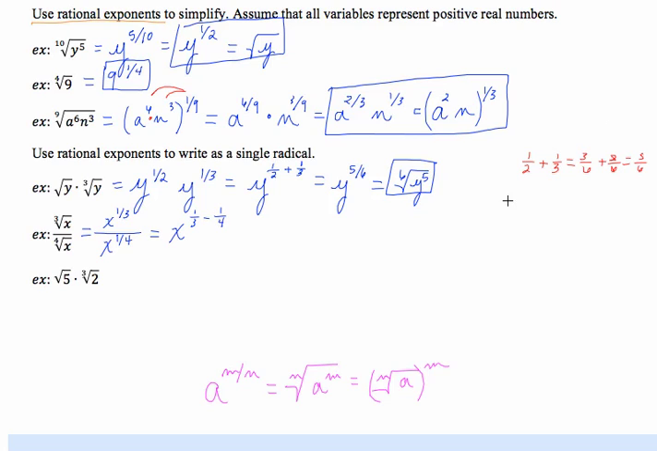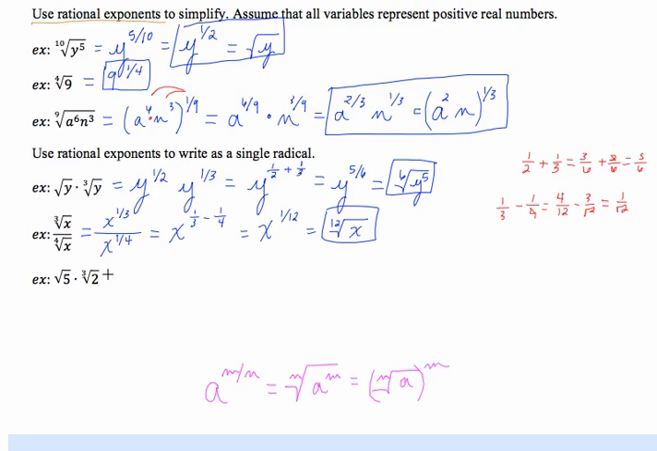Okay, let's figure out what that is. 1/3 minus 1/4. How about a common denominator of 12? So 1/3 is equivalent to 4/12. 1/4 is equivalent to 3/12. 4/12 minus 3/12 is 1/12. So this becomes x to the 1/12. We can rewrite that as a single radical as the 12th root of x.